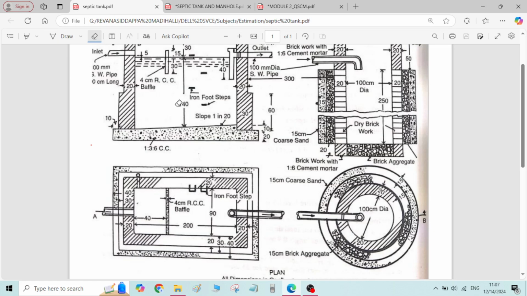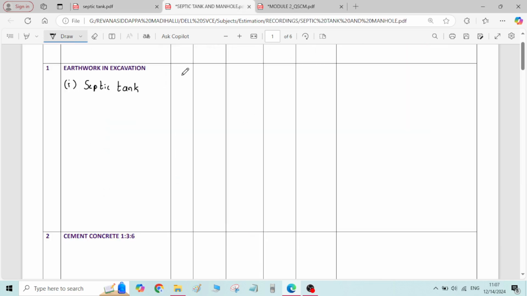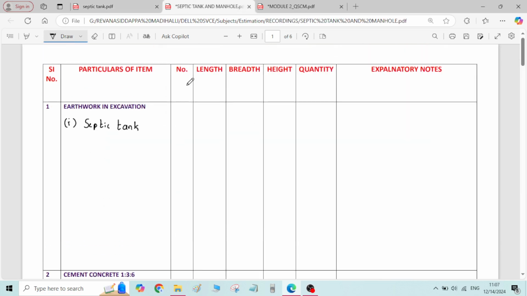Okay, coming to the number. The number is one only. There is only one septic tank. Now we have to identify the length of the excavation, the width or breadth of the excavation, and the height of the excavation. Multiplying all, we will get the quantity.